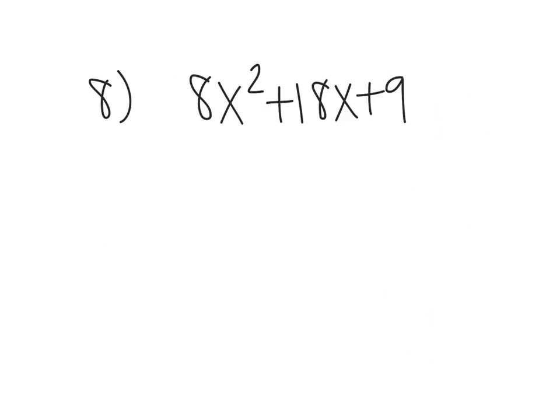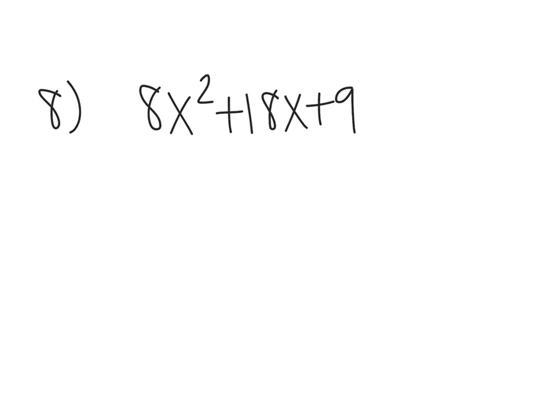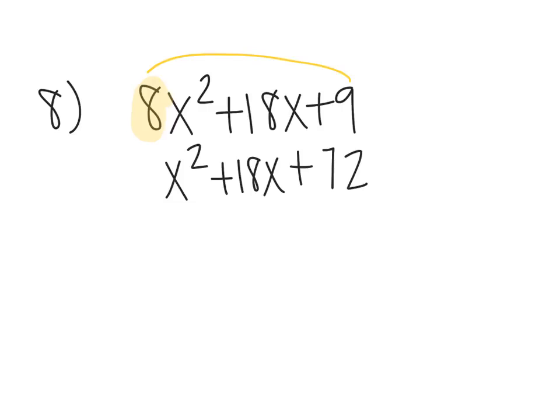Our next problem, problem 8, we're going to set it up the same way, but there's a problem with it first. So notice that we have a coefficient here in front that's not a 1. So the very first thing I'm going to do is multiply this 8 times this 9. I'm going to rewrite that problem. So x squared plus 18x plus 72. And now I know that I need 2 things that multiply to give me 72, and those same 2 things need to add and give me 18.